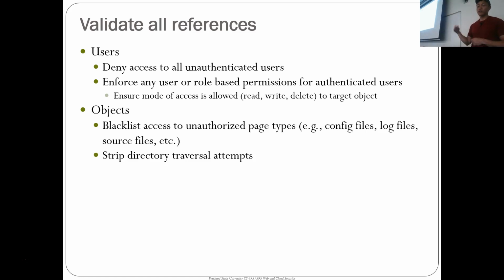So sensitive config files, sensitive log files, sensitive source files. But one of the problems with just blacklisting types is that there are ways to bypass blacklist filters. And we talked about how you could just URL encode special characters to get around them.